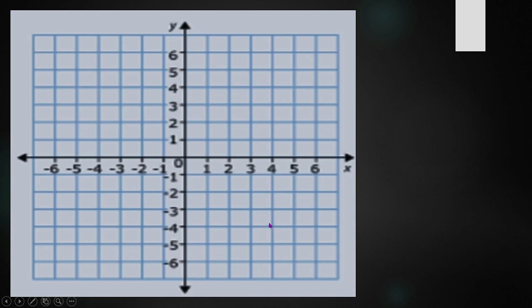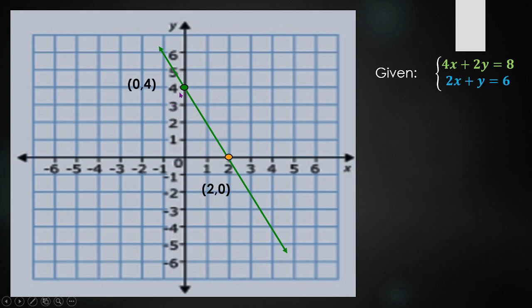So again, here is the Cartesian coordinate plane. Again, the given system is 4x + 2y = 8, 2x + y = 6. Alright, this is the point containing the x-intercept 2. This point is at (2, 0). This is the point containing the y-intercept. This point is (0, 4). Then we draw a line connecting these two points. Now this line is the graph of the first equation 4x + 2y = 8.